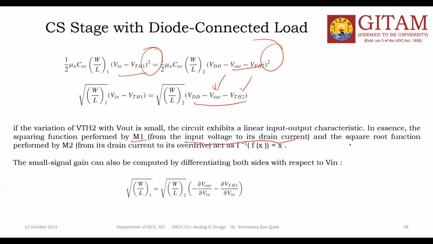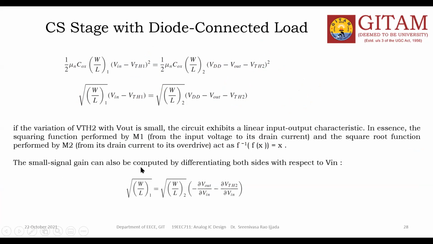And the square root function is performed by M2, from its drain current to voltage. It acts as F inverse, where F inverse of F(x) is equal to x. This is called the mapping. Based on that, I will modify this equation.